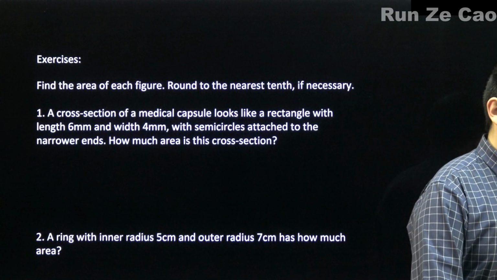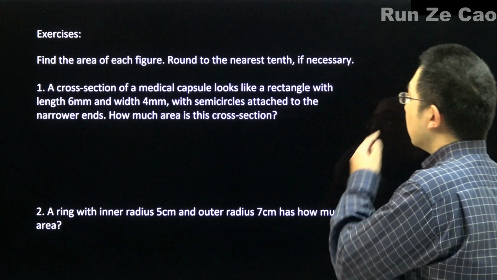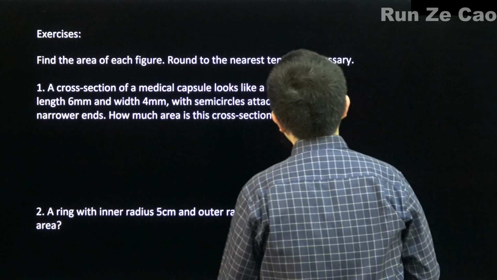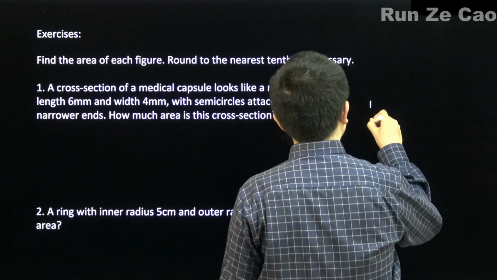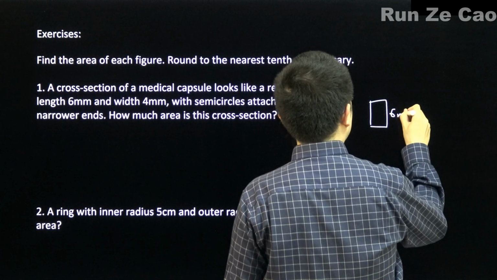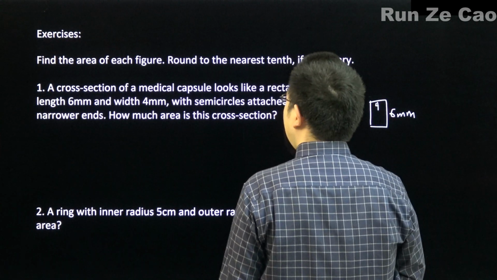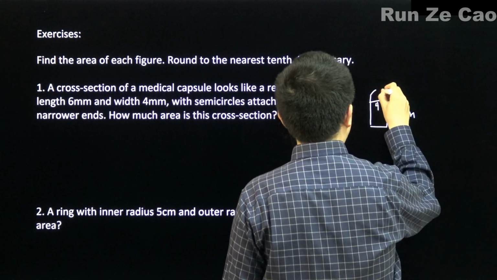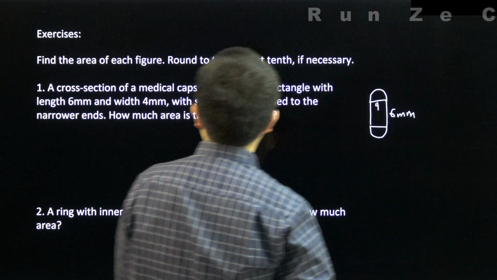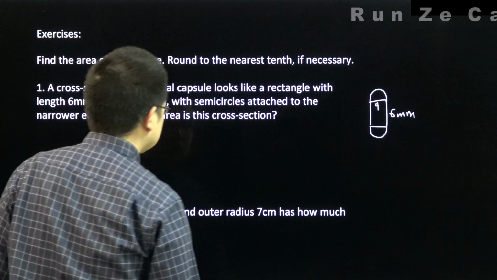Alright, let's find the area of each figure, round to the nearest tenth if necessary. A cross-section of a medical capsule, also known as a type of pill, looks like a rectangle with length 6 millimeters and width 4 millimeters. Okay, and the semicircles are attached to the ends, or at least it looks like this. Okay, how much area is this cross section?